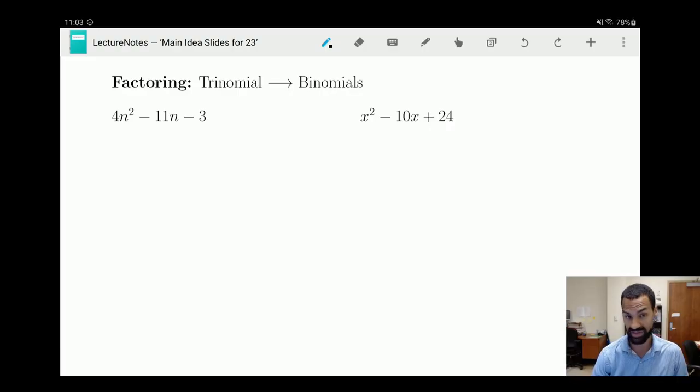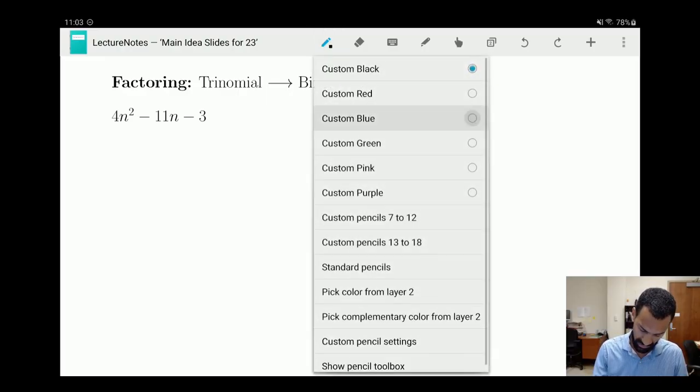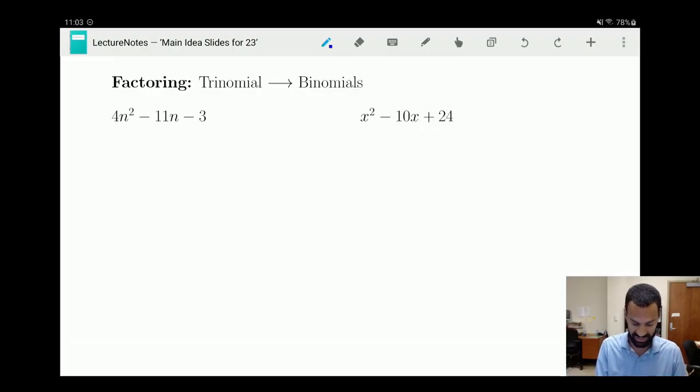4n squared minus 11n minus 3. Okay, we're going to start with this problem here. All right, this is called the AC method, and first of all, let's recognize when you can do this. You have a variable term here that's raised to the 2nd power, followed by another variable term, but raised to the 1st power, followed by the constant term. So it's set up like this. Oftentimes people will say that's A, B, and C.